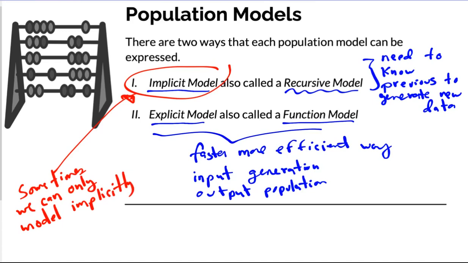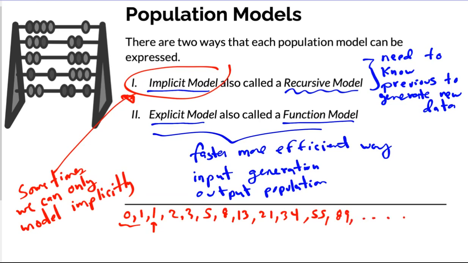A good example of an implicit model would be the Fibonacci sequence. The Fibonacci sequence is 0, 1, 1, and you always take the previous 2 and add them to get the next 1. So now we would add 1 and 1 to get 2, we would add 1 and 2 to get 3, 2 and 3 to get 5, 3 plus 5 to get 8, and we would keep doing this. This is a sequence of populations that we cannot write a functional model for, or it is very difficult to come up with a functional model for. So we would work with this implicitly.